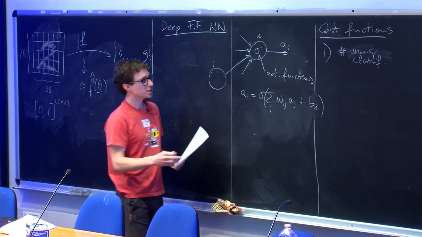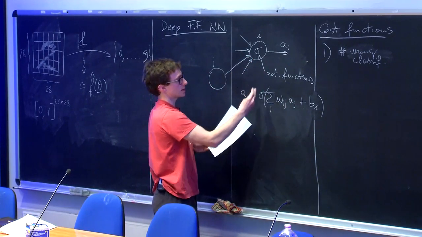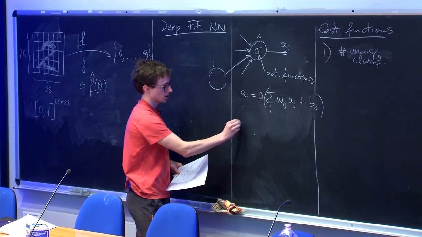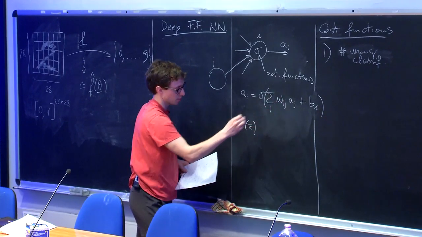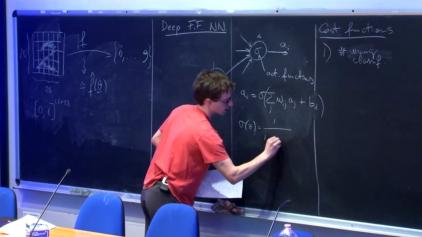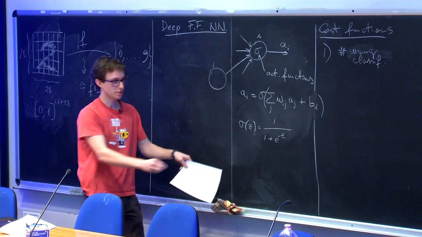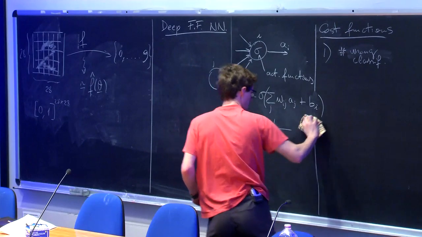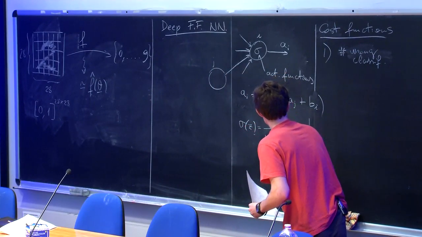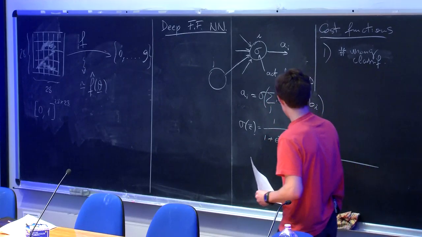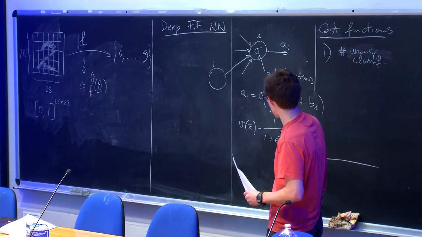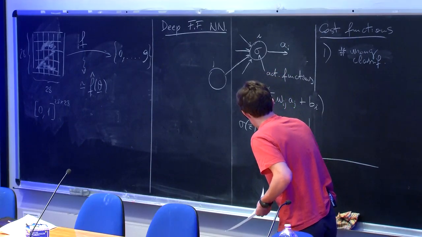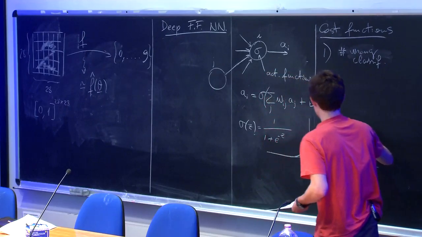Simple enough. Let's say something about this sigma. The sigma that we are going to use today is a sigmoid function, which as a function of z, this input, is 1 over 1 plus e to the minus z. It looks like this: when z is much smaller than zero, at minus infinity, it is zero. Then it increases, and then it goes to one at plus infinity.